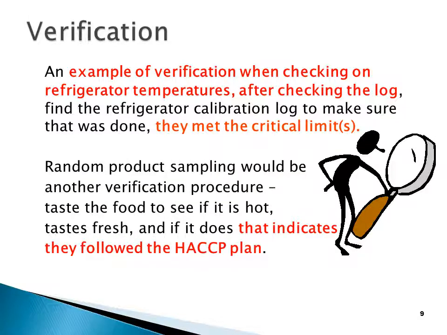Random product sampling would be another verification procedure. Random product sampling would be like in the military, they have the officer of the day eat the meal. Right? What is he or she doing? They're tasting the food to see if it's hot, see if it tastes fresh. If it does, that indicates that the employees followed the HACCP plan. So random product sampling would be pulling an item off the line and seeing if the lettuce is dirty. That would be random product sampling.